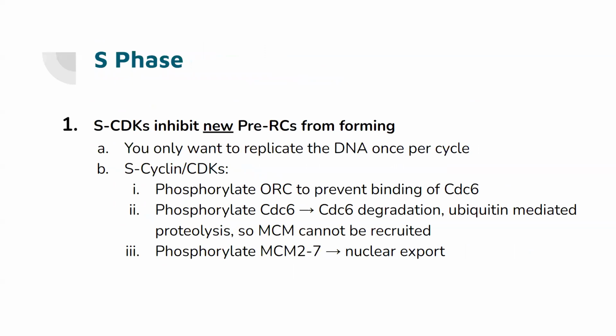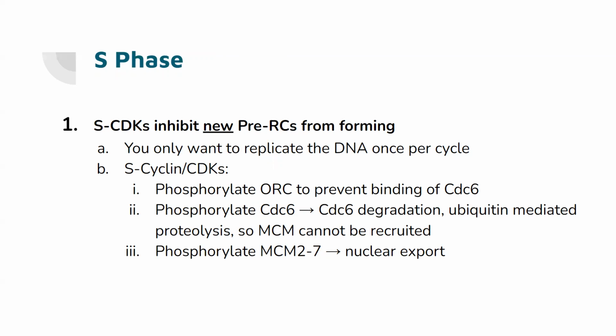So these are the steps. S-CDKs inhibit new pre-RCs from forming, because you only want to replicate the DNA once per cycle. What does that mean? Once the replication starts, you don't want it to continuously stop, start, stop, start. So S-cyclin CDKs phosphorylate ORC to prevent binding of CDC6.